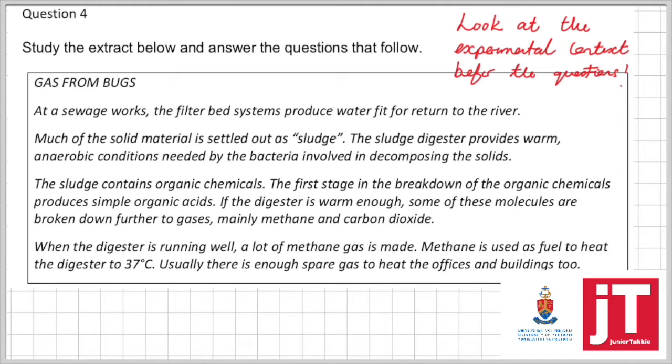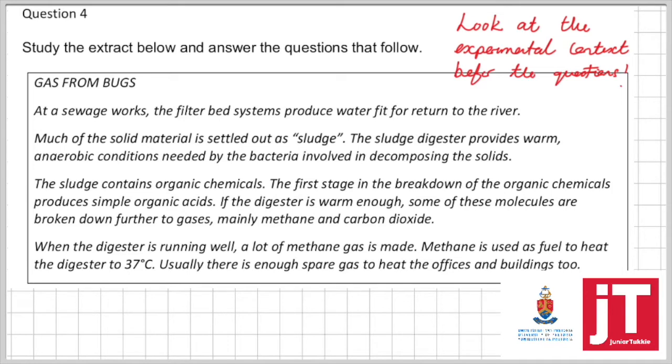the filter bed systems produce water fit to return to the river. So there is the final end product. It is water fit to return to the river. And this is at a sewage works, so you know that they're dealing with sewage. Next paragraph. Much of the solid material is settled out as sludge. Okay, good. The sludge digester provides warm, anaerobic conditions needed by bacteria involved in decomposing these solids.